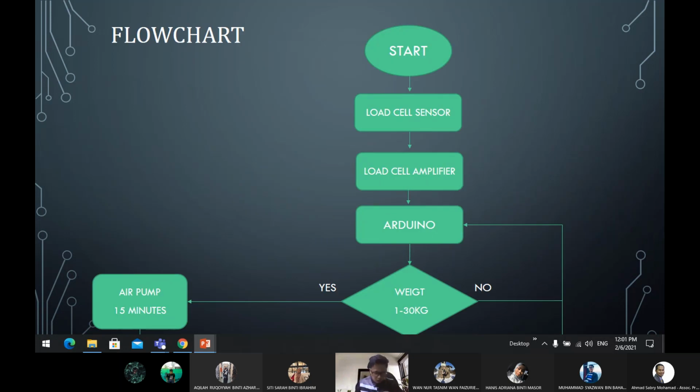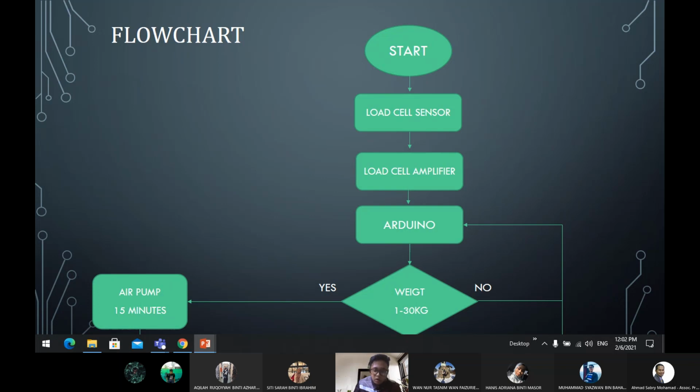Okay, for the flowchart, starting with the user weight, the load cell sensor will detect the pressure based on the user weight. The data from the load cell sensor will be sent to the load cell amplifier to detect small changes in resistance and calibrate the data again before sending it to the Arduino. Then the Arduino gets the first result, which is the user weight, and checks the conditions in the code applied in the Arduino. If the weight is between 1 and 30 kilograms, the pump will turn on for about 50 minutes.